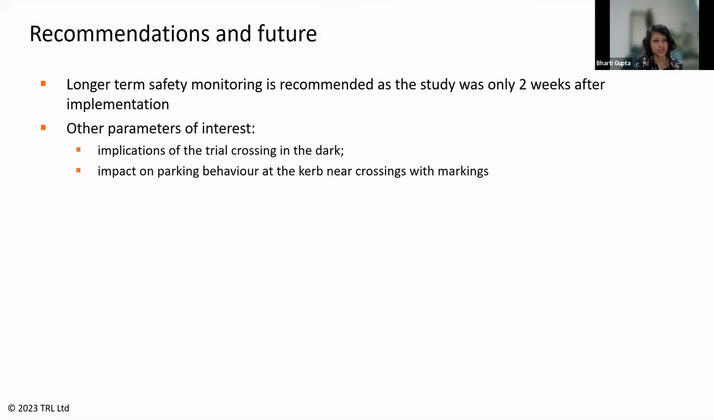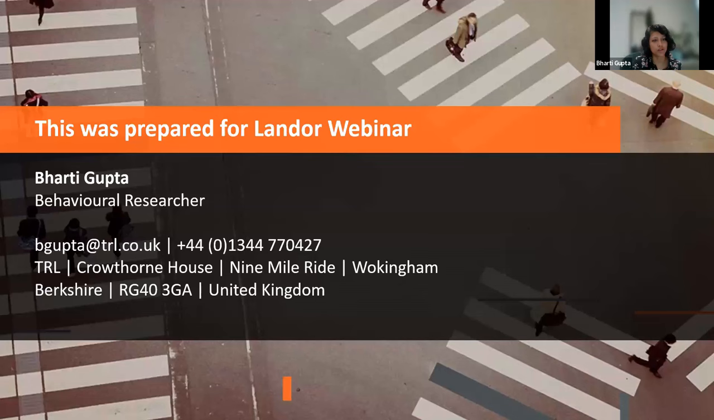And lastly, while none of the observations indicated increased risk to road users, this study was only done for a 2-week period, and longer-term monitoring could be done for future trials, as well as a few other parameters that were raised as concerns, basically because the trial was done in the daytime. So implications of the simple zebra crossings on road user perception in the dark needs to be examined, and also observing the impact that simple crossings have on parking behavior at the curbs nearby. That is me. Thanks, and I'll hand it back to you, John.